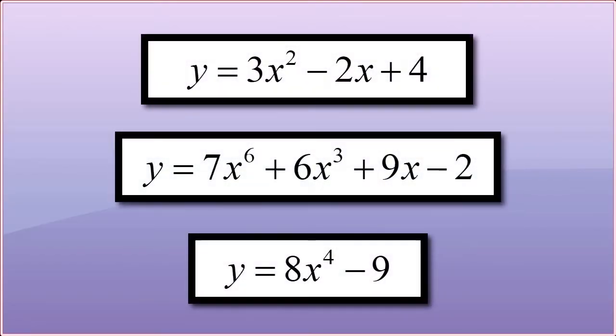Shown on the screen are several examples of polynomials. Notice that each term is combined through addition or subtraction. Also, the exponent in each individual term is either 0, which is a constant, or a positive integer.